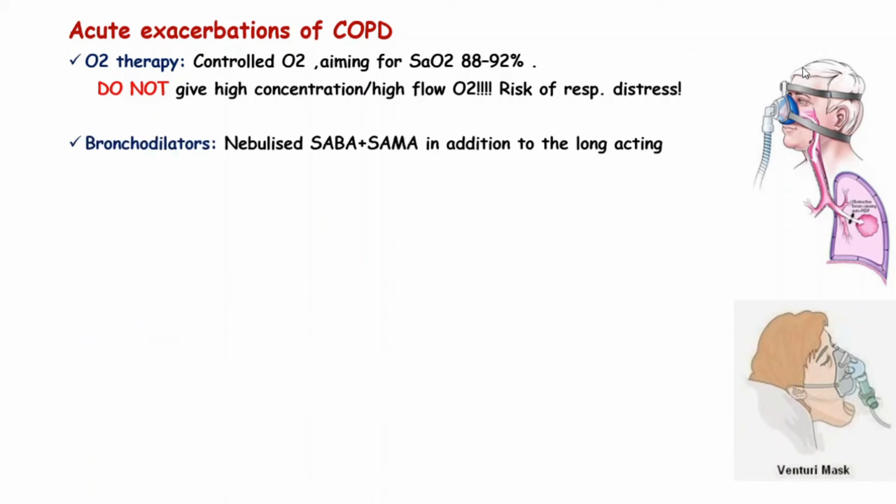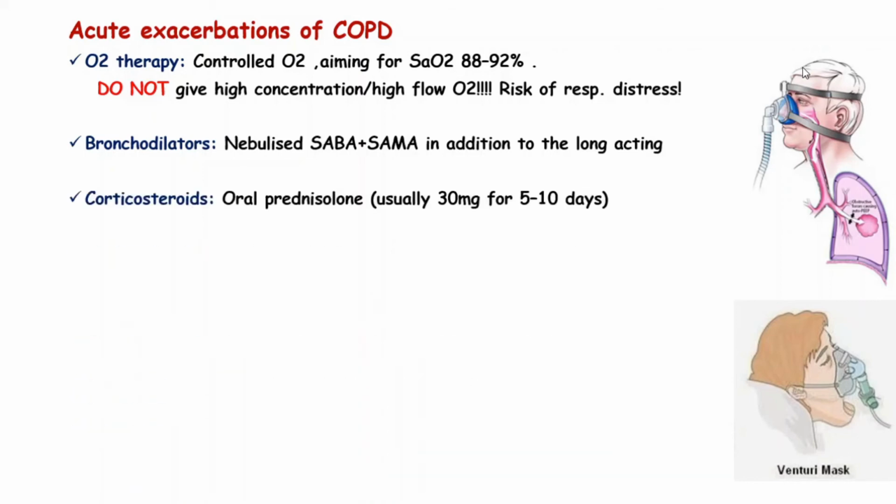Bronchodilators are often given in nebulized form. It is a combination of short-acting beta-2 agonist and short-acting muscarinic antagonists, in addition to all the permanent medications the patient already is on. Corticosteroids: studies show that in acute exacerbations, systemic administration, either oral or IV, is recommended in high dose. For example, prednisolone 30 mg for 5 to 10 days, and can be abruptly stopped. Antibiotics in case of infection: often an aminopenicillin or a macrolide is recommended. Follow the specific guidelines according to the country.